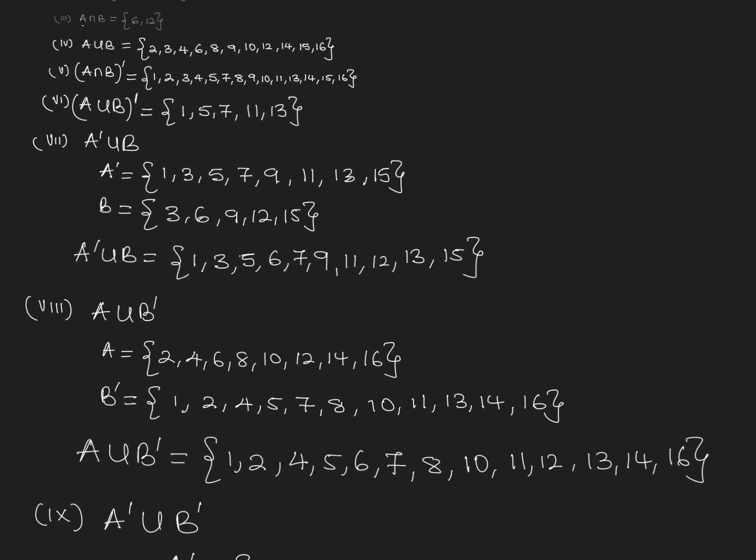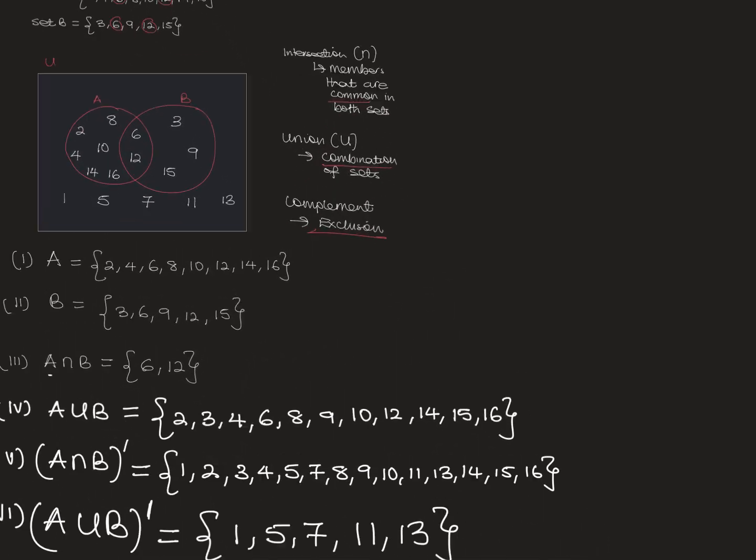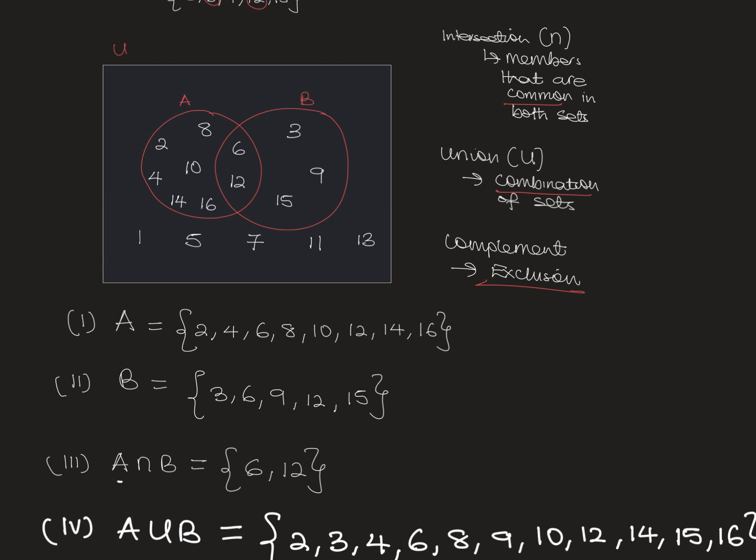What is A complement? Members not found in A, but are found in the universal set. So A complement will be sets that are here in set B and set that is outside. So that is going to be 1, 3, 5, 7, 9, 11, 13, and 15. A complement.